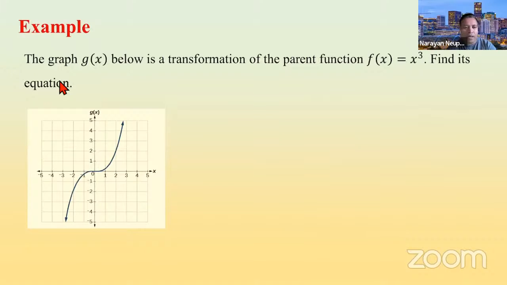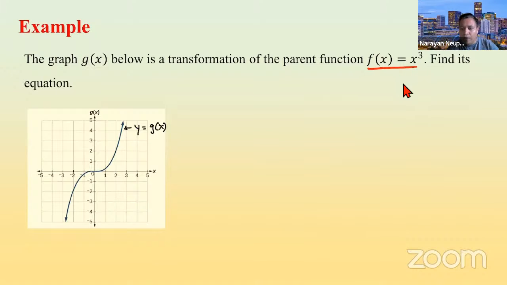Okay, let's talk about this now. You can see the graph which is given here is the graph y equal to g of x. Let me write that down. This is the graph y equal to g of x. The graph g of x below is the transformation of the parent function f of x equal to x cubed. There is the original function, which is f of x equal to x cubed. When we do the transformation of this one, we get this graph. F of x equal to x cubed is not given.